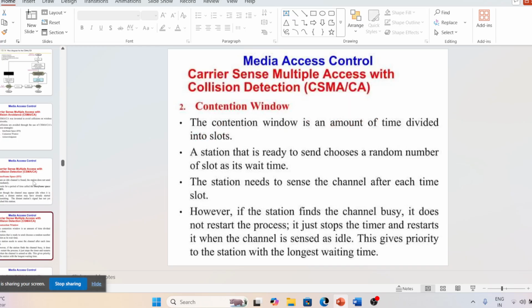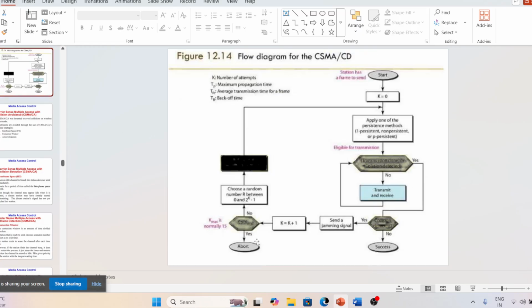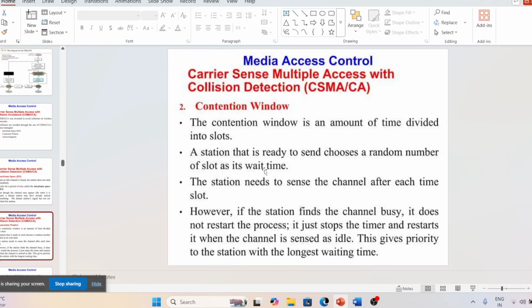Then we have the contention window. The contention window is the amount of time divided into slots. So here we are using slots. A station that is ready to send chooses a number. So we have seen the graph here. So it is going to pick a number. Any number it can pick, then it is going to increase it. The station senses the channel after each slot of time.